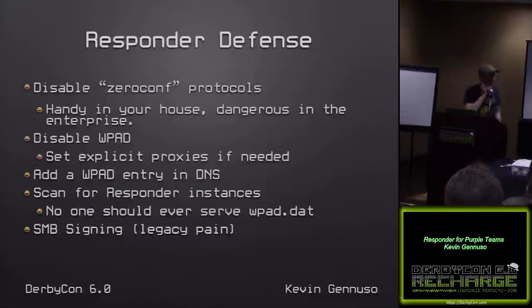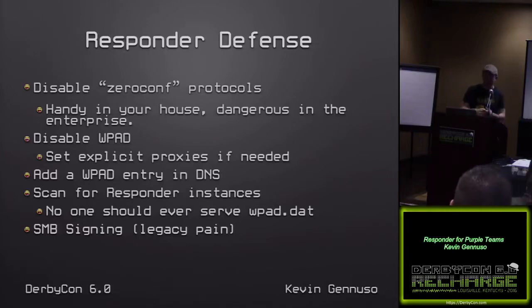So with regards to Responder defense, disable these protocols. These zero configuration type protocols, get rid of them. They're great in your house. They're no good in the enterprise. Ditch them. Disable WPAD and set explicit proxies if you need to. And you probably don't even need to, but if you do, you can set them. You don't need to just broadcast out to the world to find your proxy, right? And then scan for Responder instances. They're easy to find, and there are a couple tools that can help you.